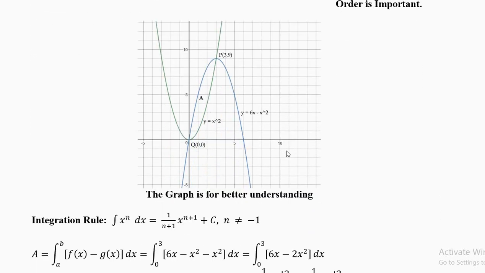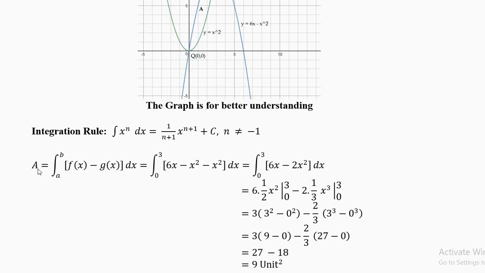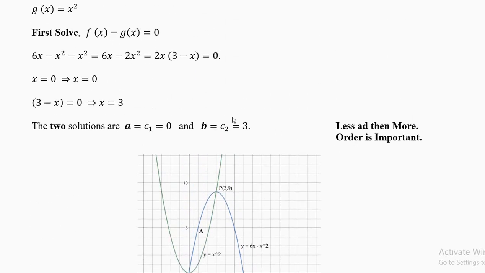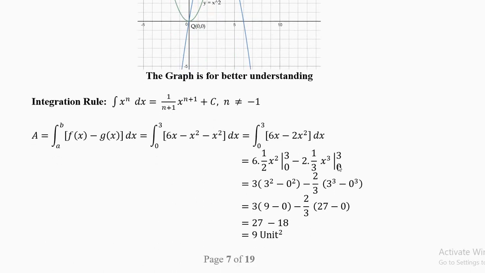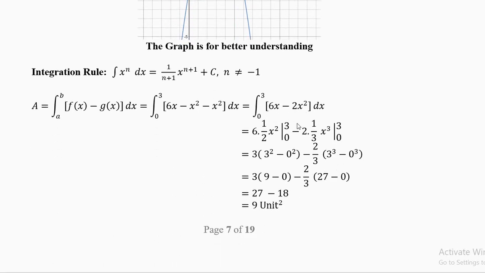First less, then more. Then integration. The area is integral a to b of f minus g. It is 0 to 3, 6x minus x square minus x square, which is 6x minus 2x square. Look, you have found the two solutions, a equal to 0 and b equal to 3. Now you have two things, integrate them one at a time. You'll get 6 into half x square, going from 0 to 3, which is 3x square, going from 0 to 3. So 3 into 3 square minus 0 square, which is 3 into 9 minus 0, which is 3 into 9 equal to 27.